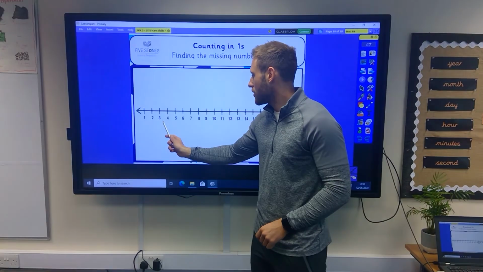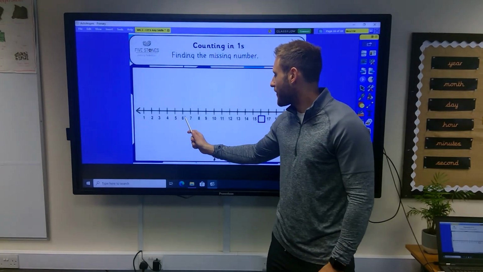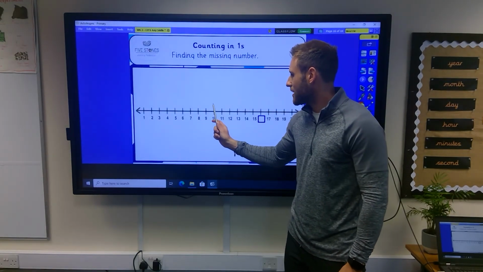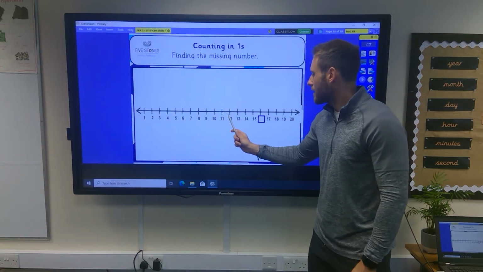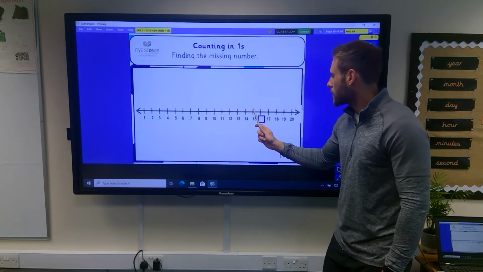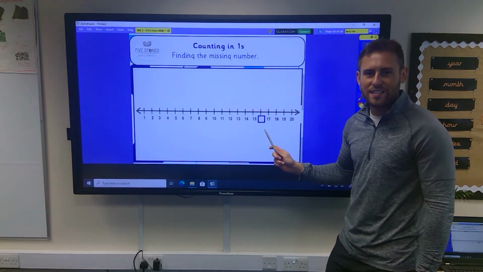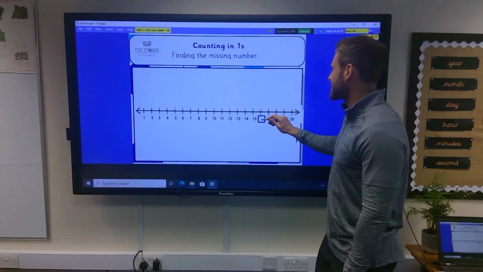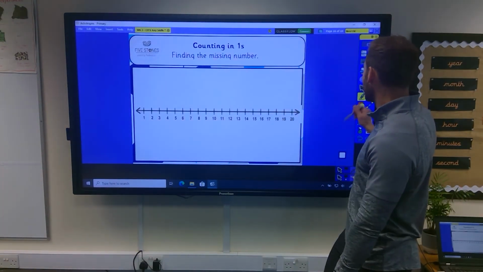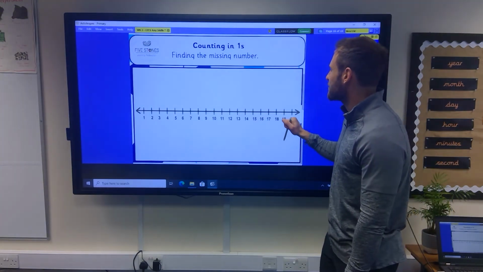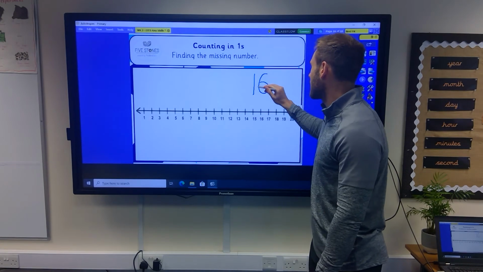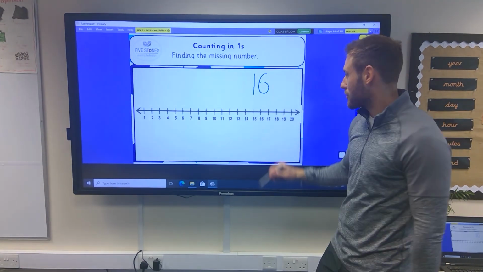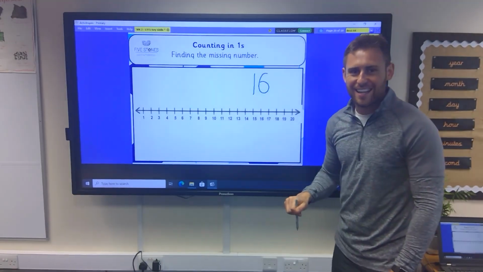1, 2, 3, 4, 5, 6, 7. I hope you're counting with me. 8, 9, 10, 11, 12, 13, 14, 15, 16. Fantastic. And when we write the number 16, we have 1 ten and we have 6 ones. So just like our number block character, 6.